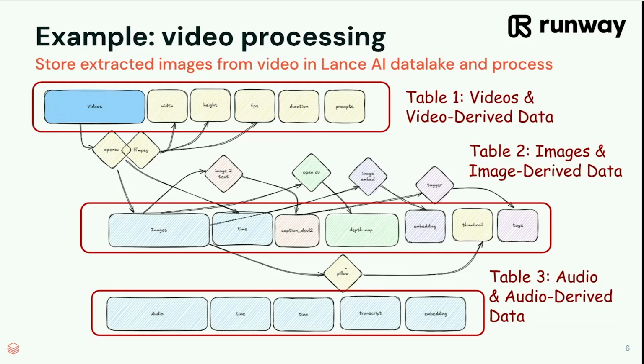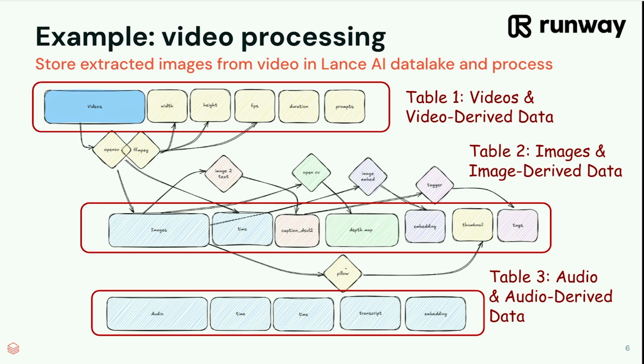Another example here is about video processing. Companies like Runway, which is the leading AI video generation company, need to leverage their massive scale of video assets and rich metadata to build their video foundation models. And they use LanceDB to efficiently store videos and the video metadata that they generate here, leveraging Lance functions. And from the videos, they can process images and also audio information. And all those can be stored as different tables inside the Lance AI data lake.